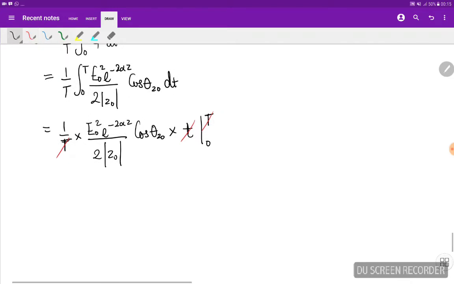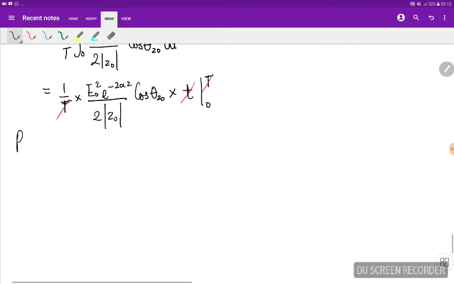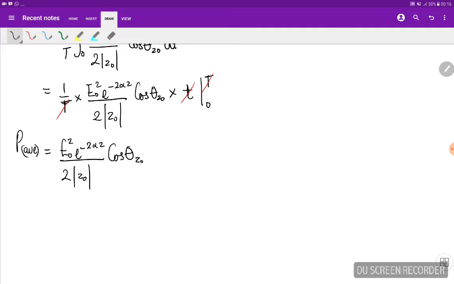So all we have left for the average power is epsilon naught squared over 2, E raised to the power minus 2 alpha Z over 2 Z naught cos this Z0. That is our average power.